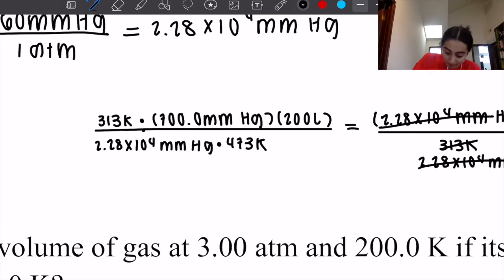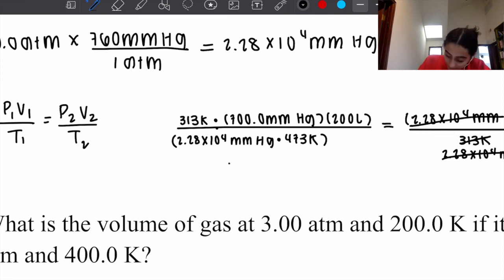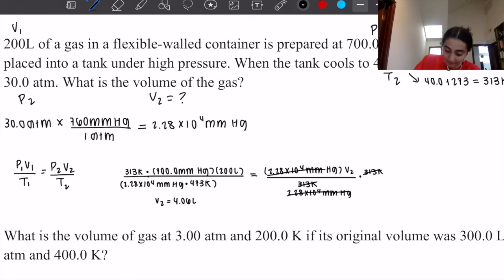So now we have kind of a huge fraction that we need to plug into our calculator. With this, it's really important that you put parentheses around the denominator, because otherwise it will divide everything and then multiply by 473, and that's not what you want. So I'm going to do 313 times 700 times 200, divided by 2.28 times 10 to the 4th times 473. And I get 4.06 liters. So that is the final volume.